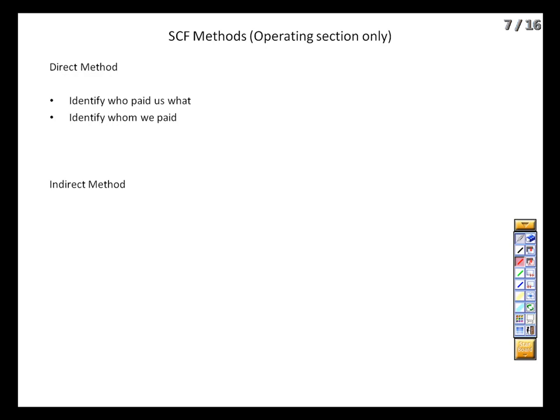We got paid by our customers. We paid our suppliers and our employees and the government for taxes and so on. And when we've totaled all that up, that's our operating cash flow. We look directly at the cash inflows and outflows from the period. Pretty straightforward. Our second method is the indirect method. And the indirect method acts as a reconciliation between net income and cash flows from operations.